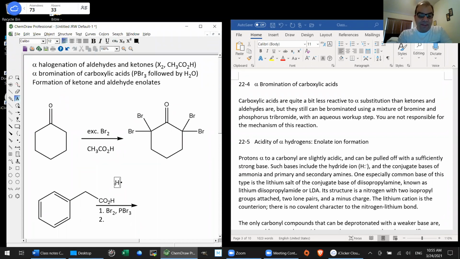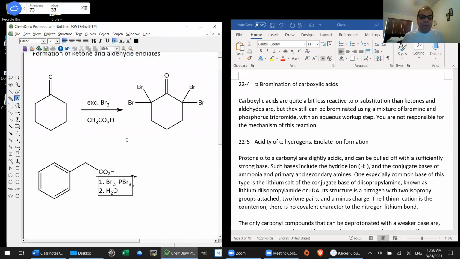After that, this does require an aqueous workup step. So again, notice it's 2 steps. Normally we wouldn't draw this intermediate if we were just being asked for the product, let's say. But I do want you to be aware that this goes through the acid bromide. The action of the bromine and phosphorus tribromide is going to be twofold.